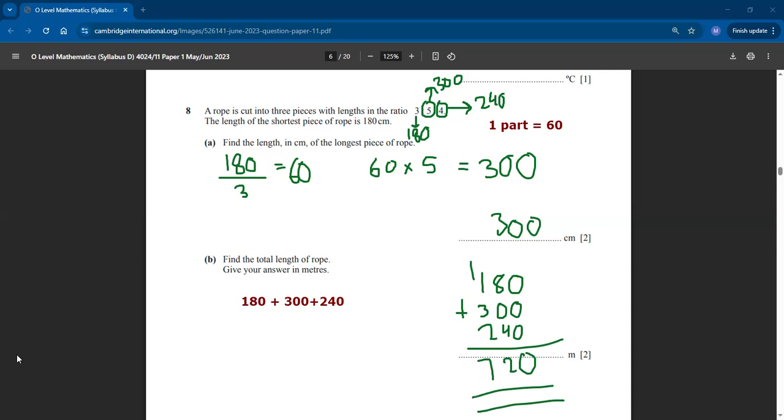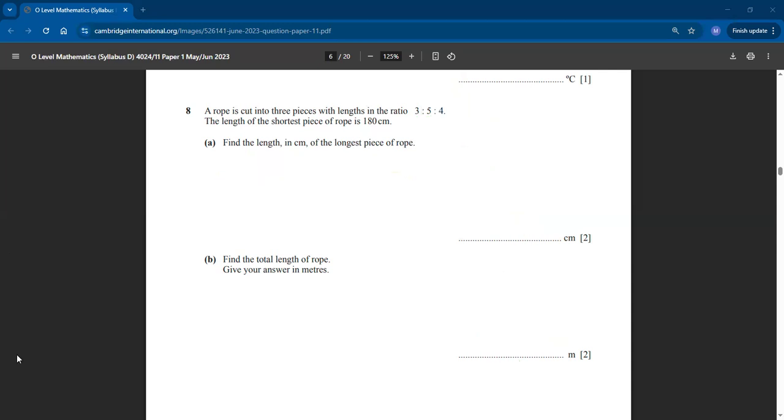Okay, if you want, while watching this video, you can always open up the marking scheme and cross-check the answers as well, okay? All right. Oh, I just saw that the question says give your answers in meters, whereas this was in centimeters. So 720 centimeters, okay? Now we need to convert that into meters.